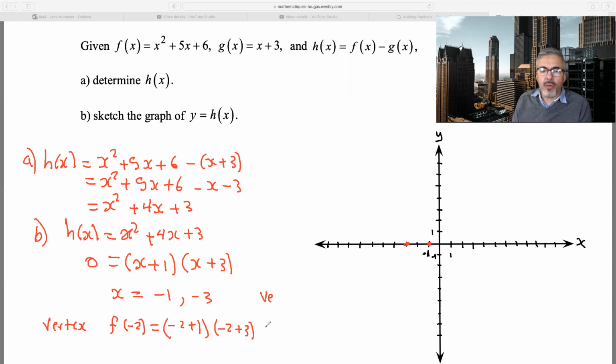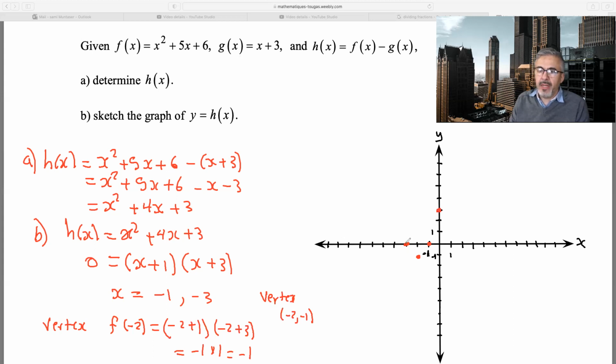That gives me -1 times 1, which gives me -1. So the vertex is at (-2, -1), so at (-2, -1) will be right here. And then since a is 1 for this parabola, you know, parabolas go out 1, up 1, and then out 1, up 1, 2, 3. So there's your other point if you wish.